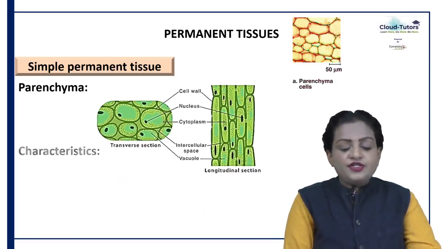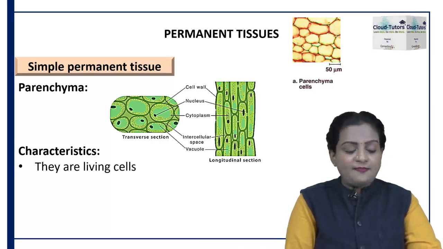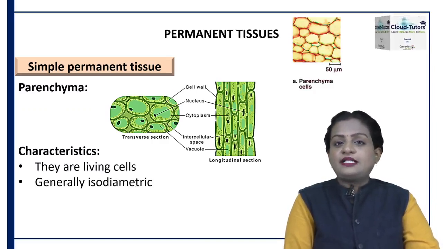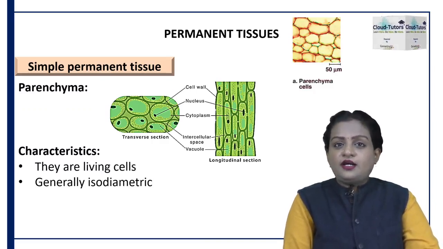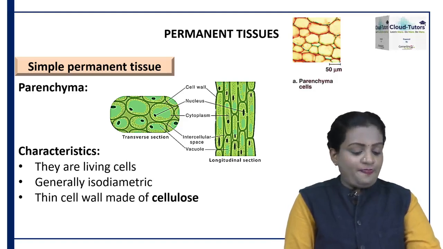So the main characteristics of parenchyma tissue: one, they are all living cells. They are generally isodiametric, so they have a similar diameter from any angle that you see. So they can be polygonal in nature.